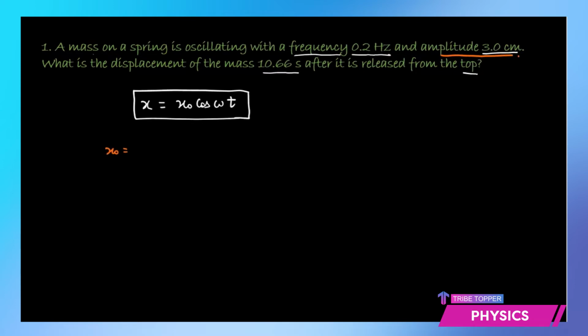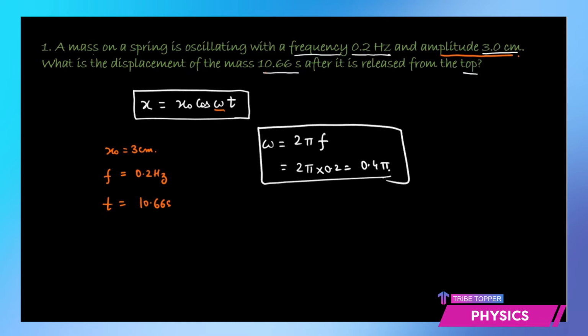So x naught is 3 centimeters and frequency f is also given to us, 0.2 Hertz, and the instant at which we want to find out the displacement is 10.66 seconds. So that is t, 10.66 seconds. Before we substitute everything else, we need to evaluate omega. So omega we know is 2 pi f. We have done this relationship earlier. So just substitute 2 pi times f, which is 0.2, so 0.4 pi.